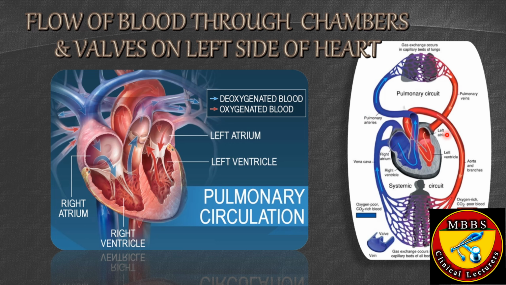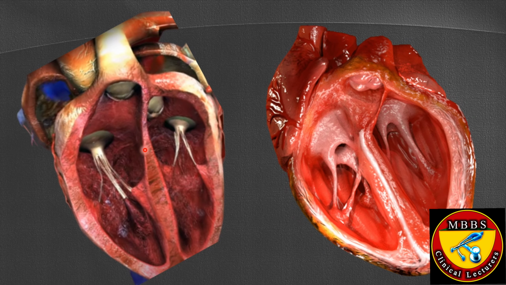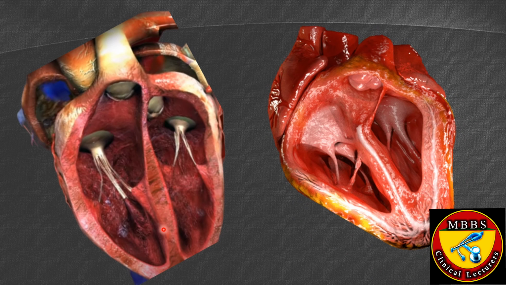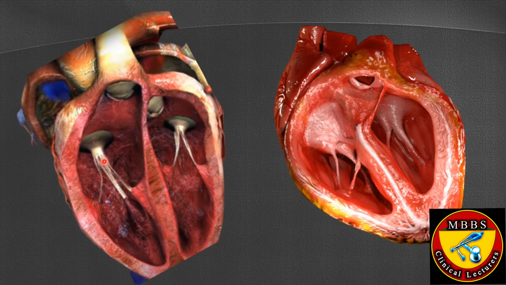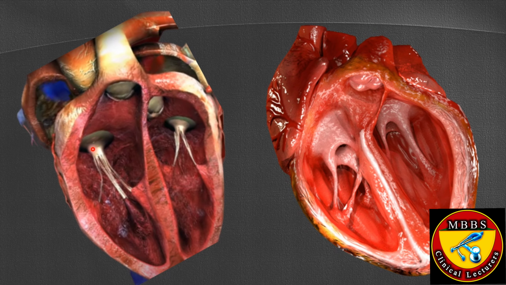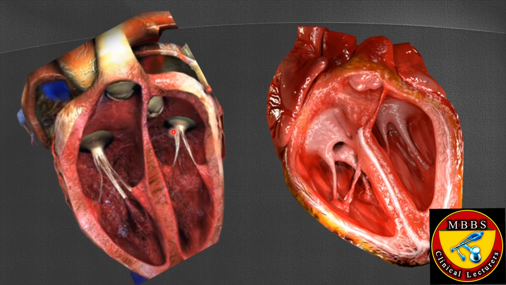So this is how the flow of the blood occurs on the left side as well as on the right side. As on the right side you already know, but now this is the right side of the heart and this is the left side of the heart. This is the interventricular septum and this is the right atrium, this is the right ventricle, and this is the right AV valve, this is the left AV valve, this is the left atrium, and this is the left ventricle.